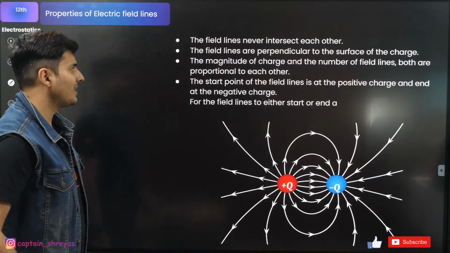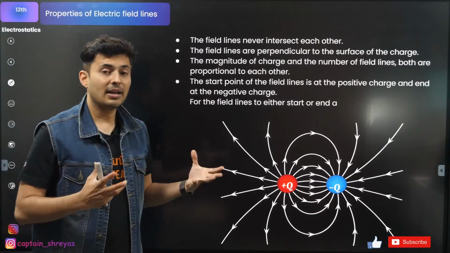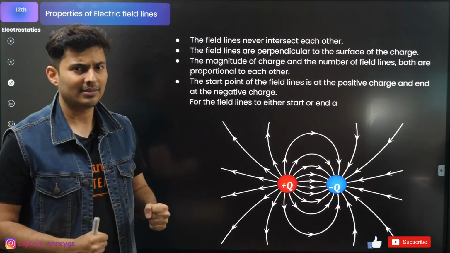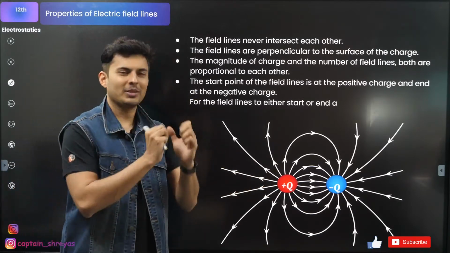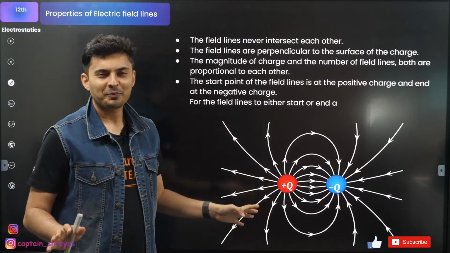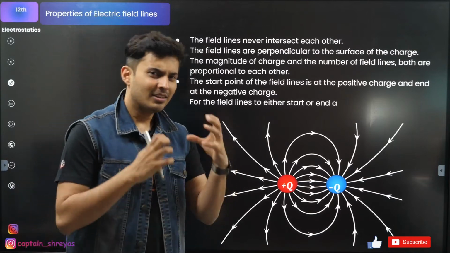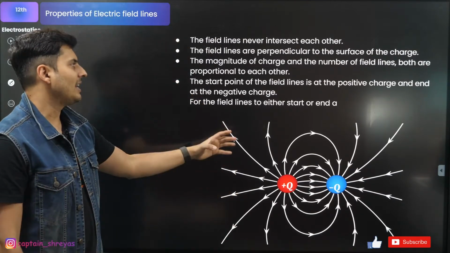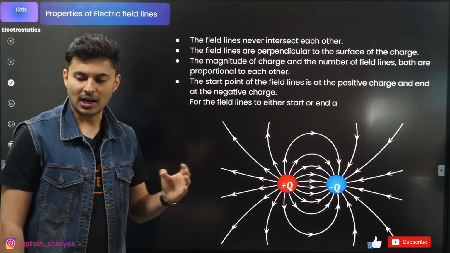Another important thing is that the field lines are always going to indicate how strong the field is. Like over here, they are very closely spaced. If they are close, it's strong. If they are far, very weak field. So the density of the field lines always tells you the strength of the electric field. Is that clear? I hope this is understood.